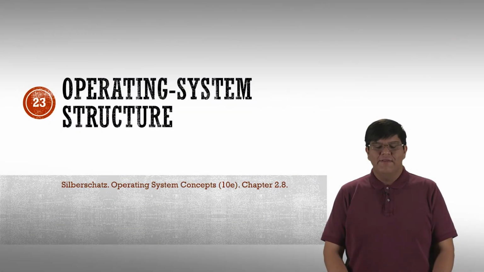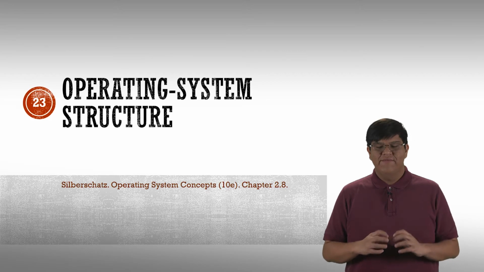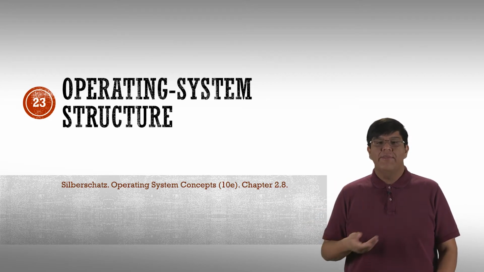Hey folks, in this video I want to talk about operating system structure. By this I basically mean the architecture of kernels. A kernel is the heart of the operating system, where all the low-level stuff lives. Obviously there are a lot of pieces to that. How do we put them together in a way that makes sense?